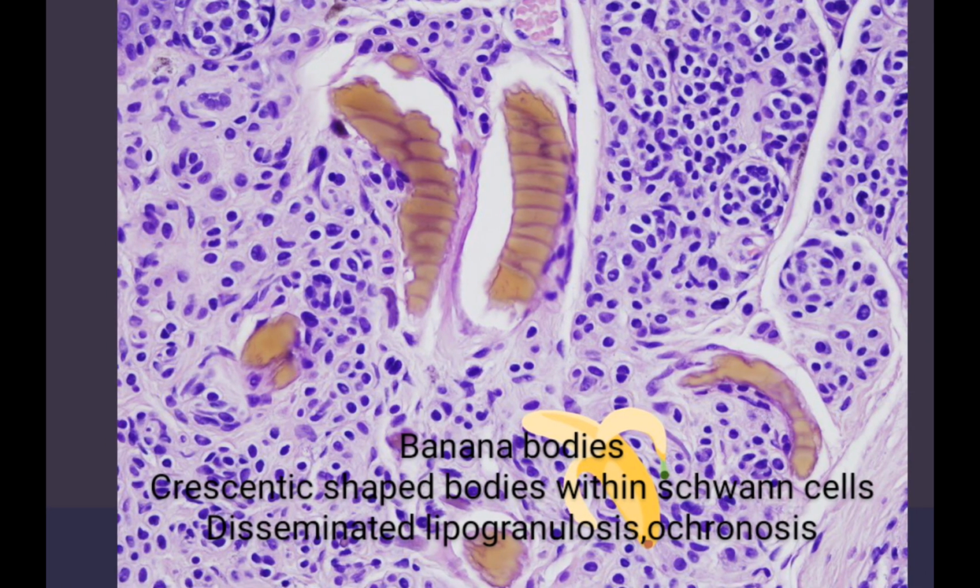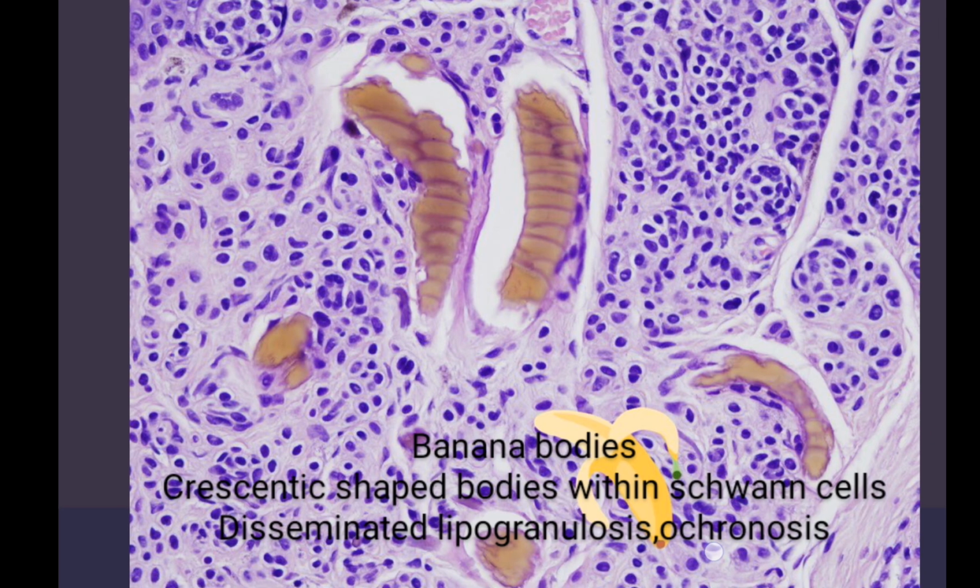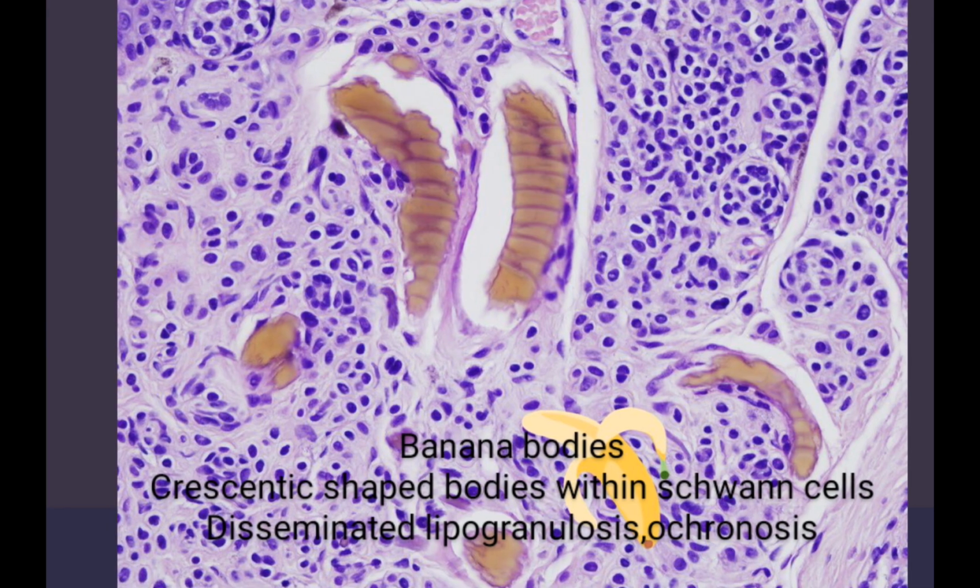Then we have the banana bodies. Banana bodies are crescentic shaped bodies within the Schwann cells, meaning in the shape of a banana crescent. It is seen in disseminated lipogranulomatosis or ochronosis. Ochronosis is linked with joint conditions.